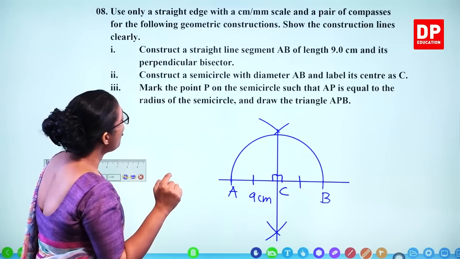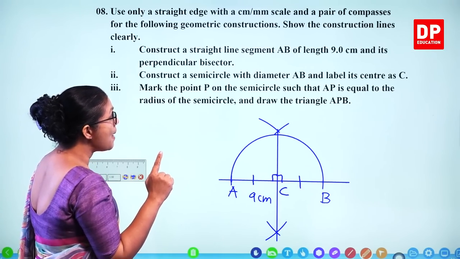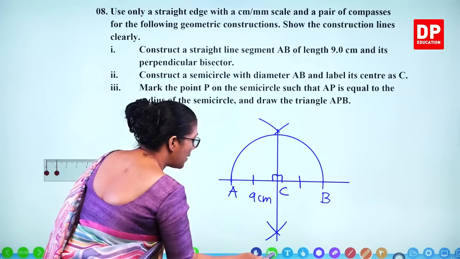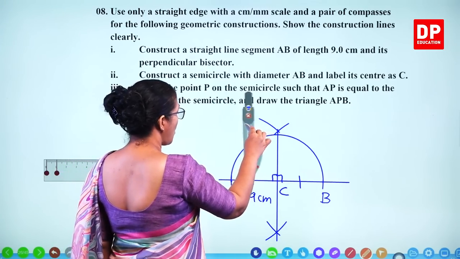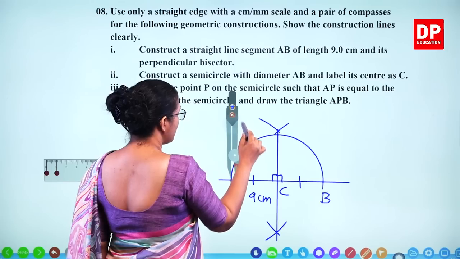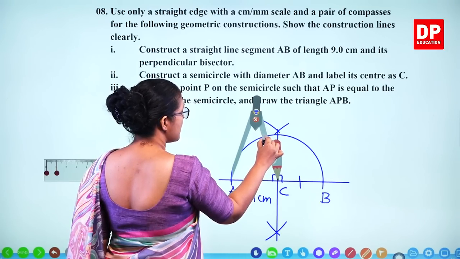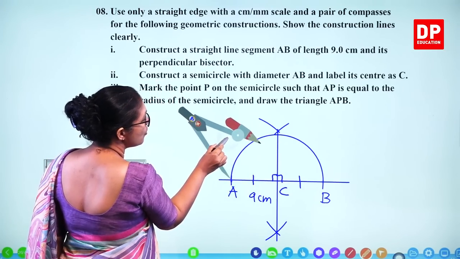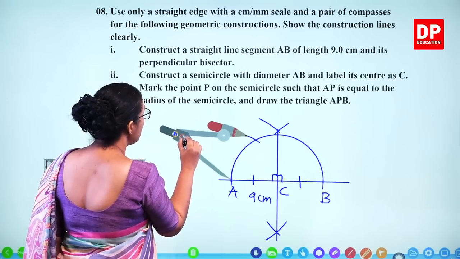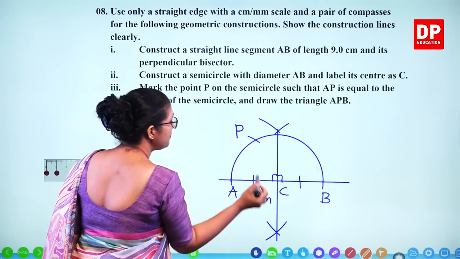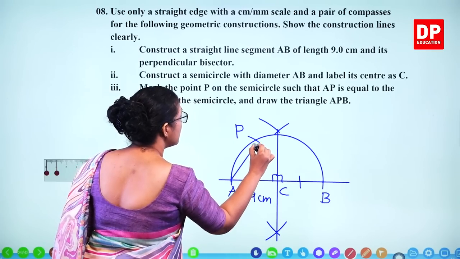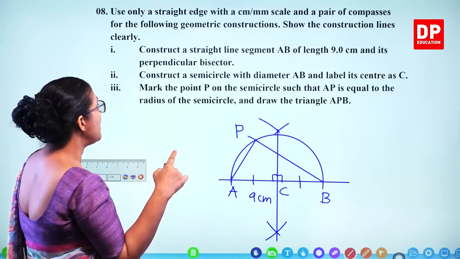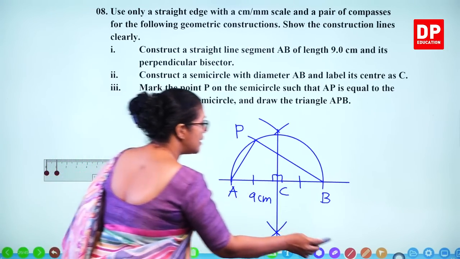And the third part, mark the point P on the semicircle such that AP is equal to the radius of the semicircle, and draw the triangle APB. Take the compass. Now we need to mark the P point. We know that the length of AP is equal to the radius. So we'll take the AC length and keep on top of this semicircle and mark the other point. That's the P value. Now you can connect AP and PB and complete the APB triangle. So that's the third part.